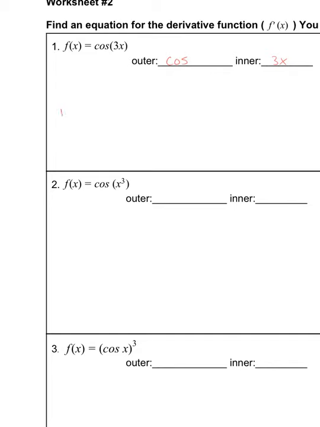So the first step to take the derivative of the outside cosine is negative sine. That's the derivative of the outer. We plug in the inner as is right inside there, so that is where our 3x goes. So that's the inner as is.